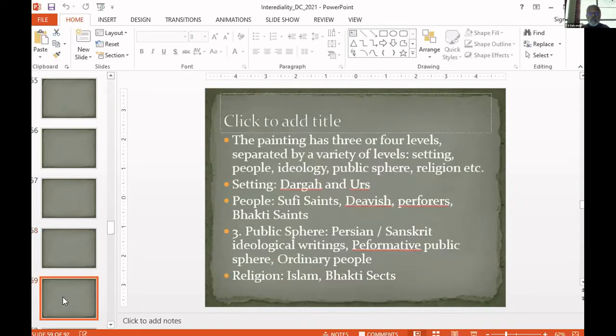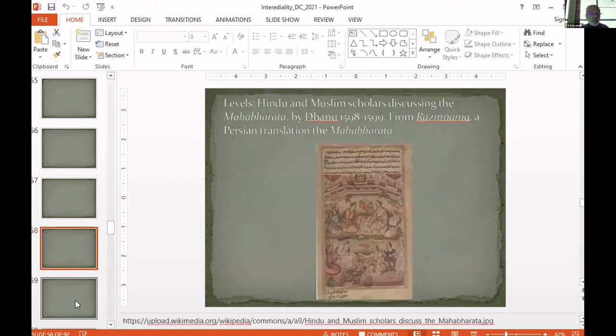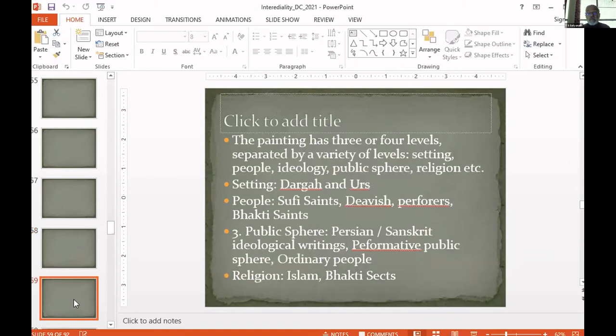I will not go into that. The painting has three or four levels, separated by a variety of levels: setting, people, ideology, public sphere, religion, etc. Setting is Dargah and Urs, most probably. People are Sufi saints, dervishes, performers, and Bhakti saints. The public sphere is Persian and Sanskrit ideological writings, the performative public sphere, and ordinary people. And the religion that links this picture is Islam and Bhakti sects.